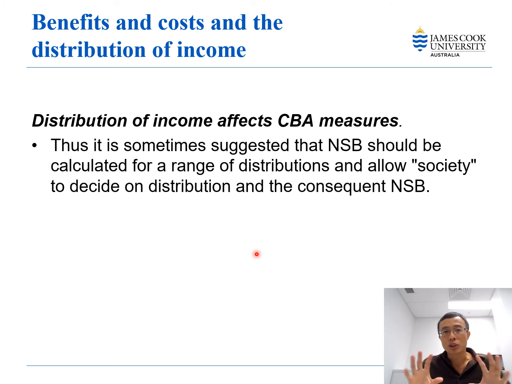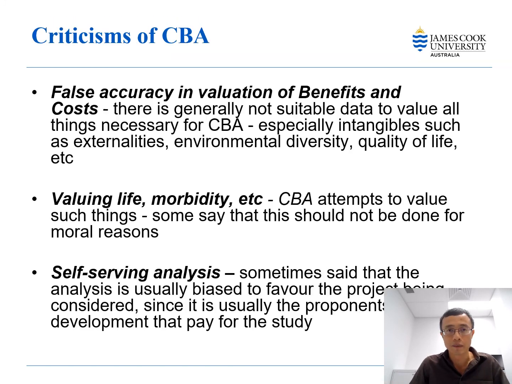Also, the income distributions, the equity issues, are also addressed in cost-benefit analysis, though maybe not to the full extent as we wished. So it is sometimes suggested that net social benefit should be calculated for a range of distributions, and allow society to decide on distributions and the consequent net social benefit. That's a suggestion in principle, but in practice it might be difficult to implement.